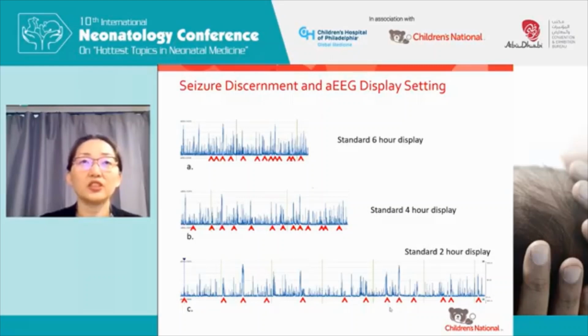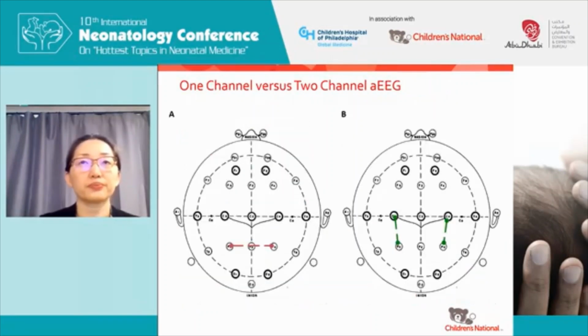So aEEG is good at identifying which patients may be seizing, but it will not be able to effectively tell you the true seizure burden of a patient. You need an EEG to get that level of resolution. And so, again, the more electrodes you place, the better it is.